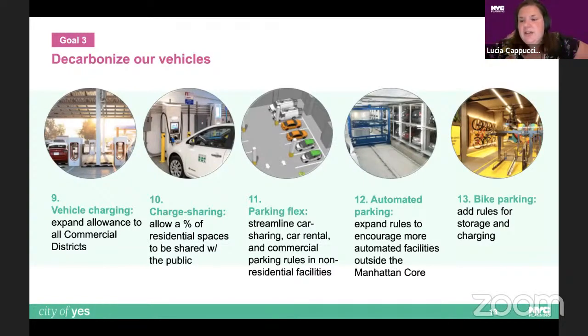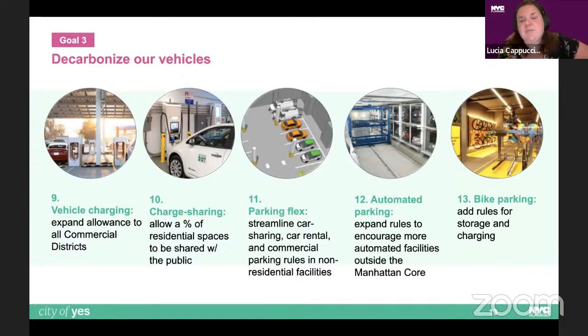First, to allow commercial charging facilities in all commercial and manufacturing districts. They are currently prohibited in about half of the city's commercial districts. Second, to allow building owners to designate a portion of their existing parking spaces to be offered up as public electric vehicle charger sharing spaces, under the same rules that currently apply today for car sharing vehicles in existing parking garages or lots.